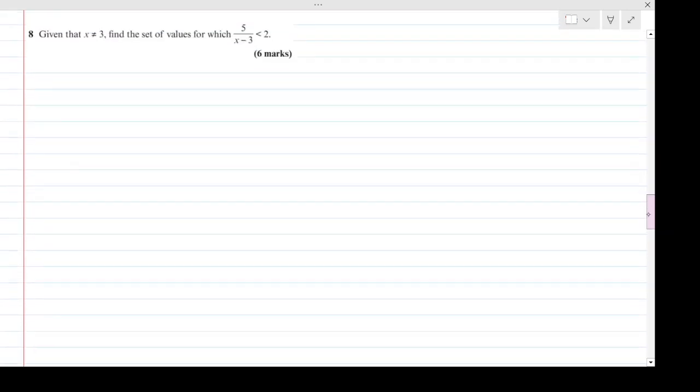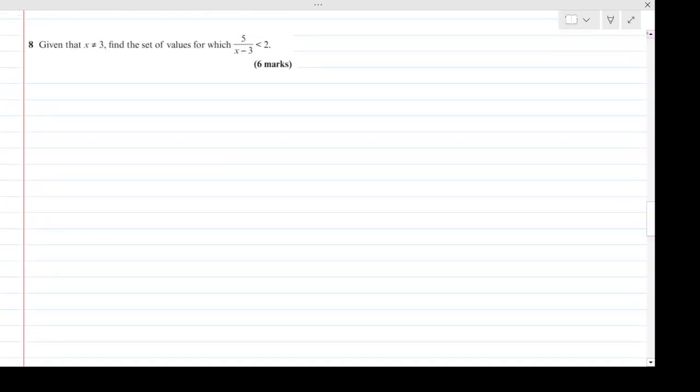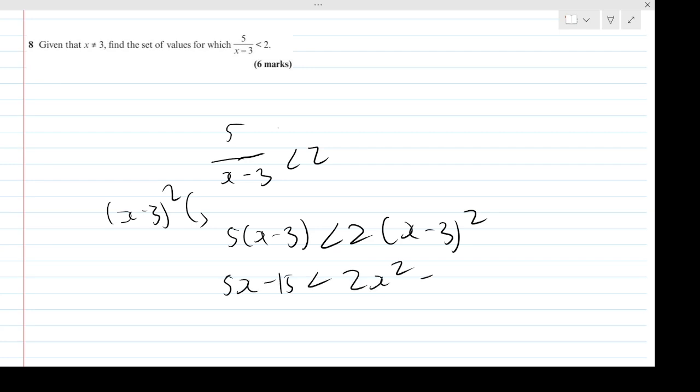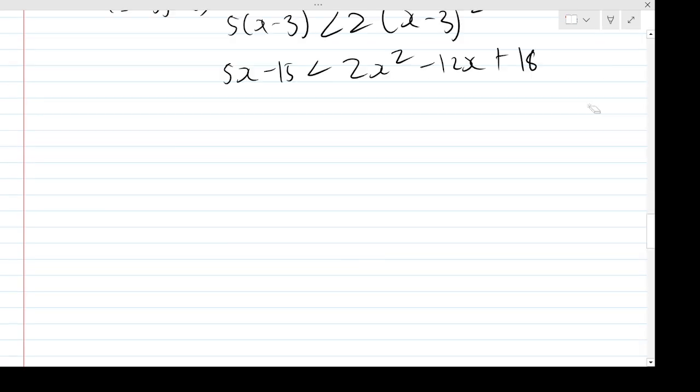We can also use quadratic inequalities to solve certain inequalities with fractions. So 5 over x minus 3 is less than 2. To deal with this we don't times by x minus 3, but we can times by x minus 3 squared, because that's a square number, it's positive, so it preserves the inequality. So we get 5 lots of x minus 3 less than 2 lots of x minus 3 squared. If we expand and simplify, we get 5x minus 15 is less than 2x squared minus 12x plus 18. Then by rearranging, I'll get 0 is less than 2x squared minus 17x plus 33.